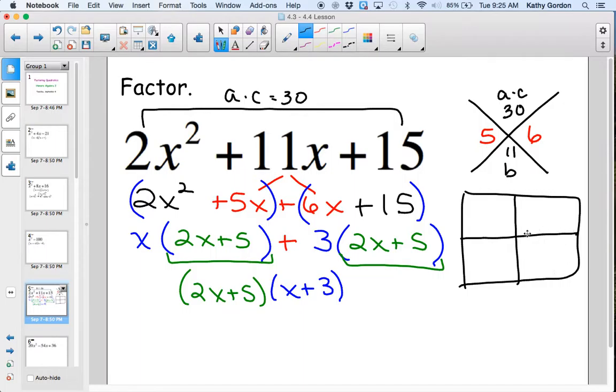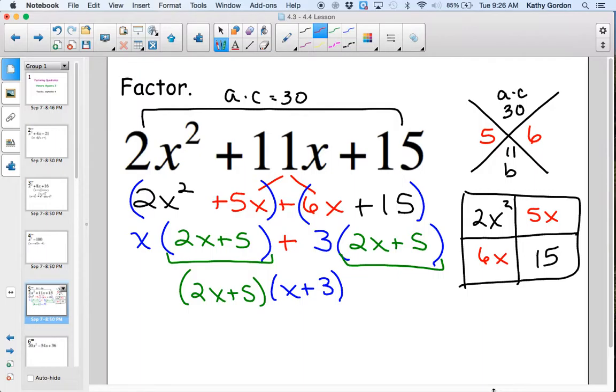And in my box here now, I put the 2x squared up here, so we don't change that at all. And I put the 15 down here. And then I use the 5 and the 6 from here to fill in the other two boxes. So we can make one a 5x, and we can make one a 6x. Doesn't matter which one's which. But the two numbers here, instead of splitting the middle like I did here, they're filling in my other two boxes. Okay? And then the idea is actually the same, but it's just organized differently.